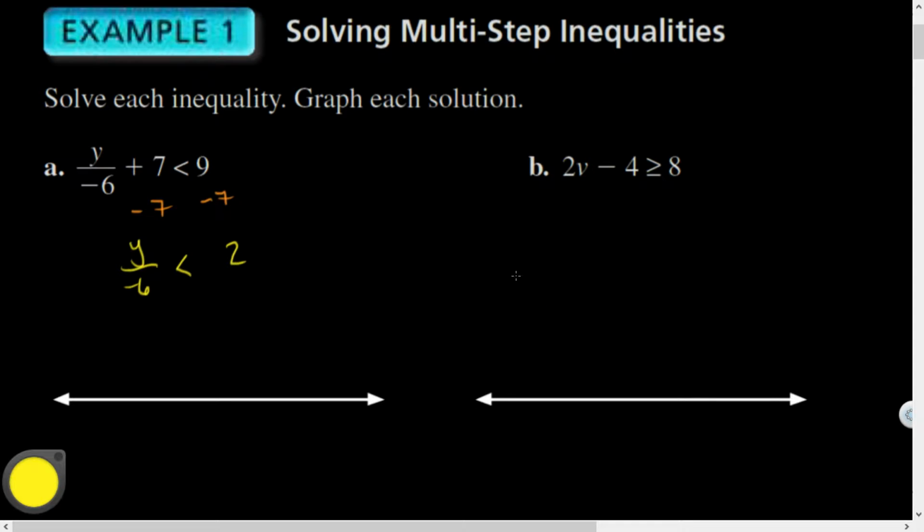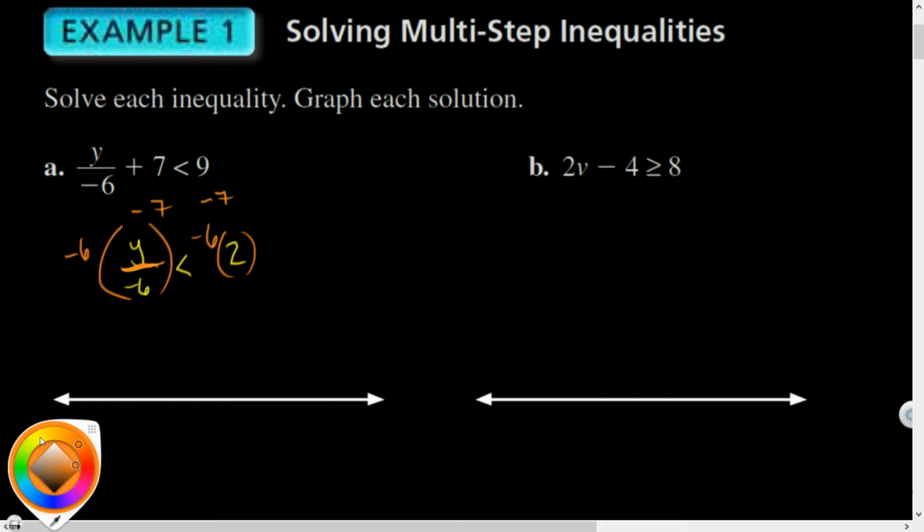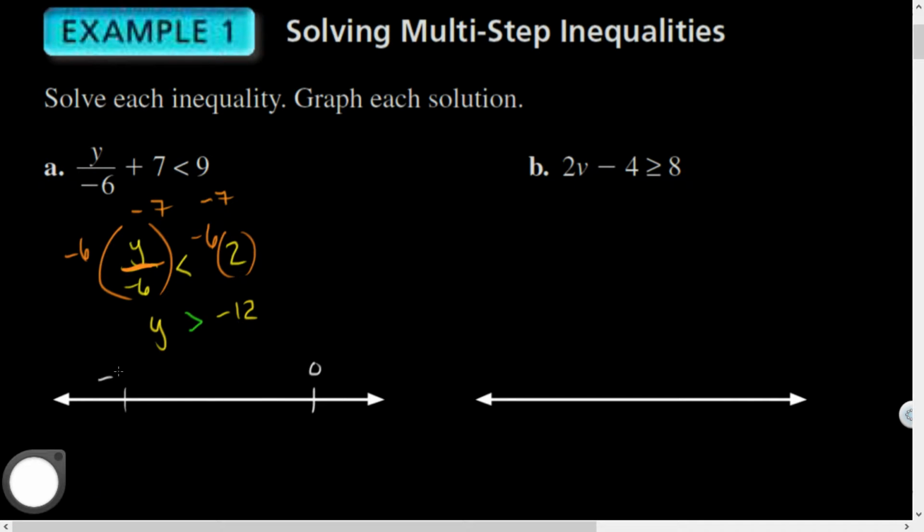I like it because the inverse operation of division is multiplication. Multiply both sides by a negative. Wait. Did I just say multiply and negative in the same sentence, guys? I did. So that means I've got to flip the inequality. Reversal. y is greater than -12. So let's do a quick graph. You're welcome for my already providing you a number line. Open circle shaded to the right. Bam.